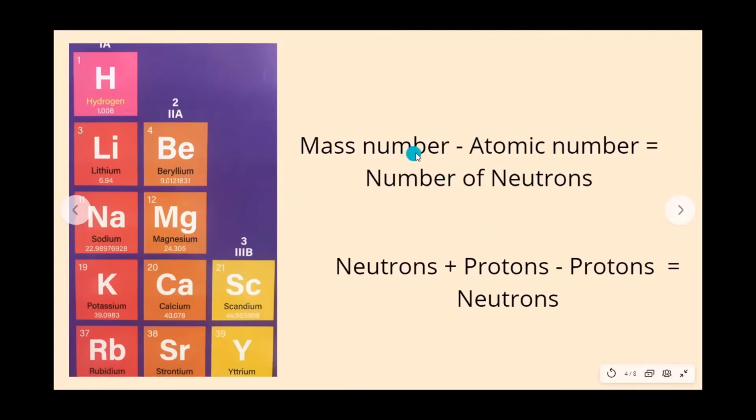Another way to look at this is your mass number is your neutrons plus your protons, and your atomic number is just your number of protons. So neutrons plus protons, minus protons, just leaves you with neutrons.